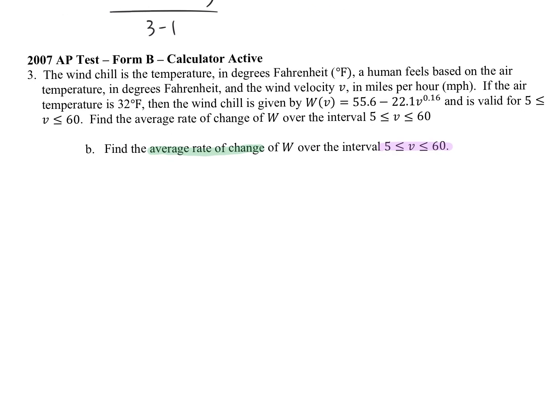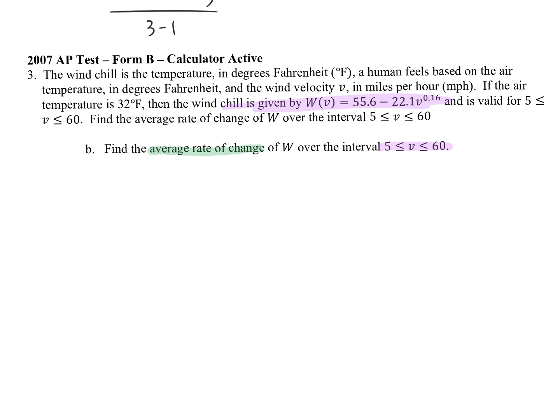Wind chill temps, degrees Fahrenheit. Whoo! I got cold just thinking about it. And it's in velocity, wind velocity, miles per hour. If the air temp is 32 degrees, the wind chill is given by this. Wind chill. And it's just valid between 5 and 60. Find the average rate of change.